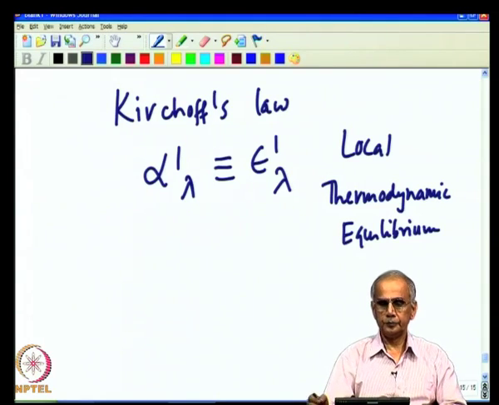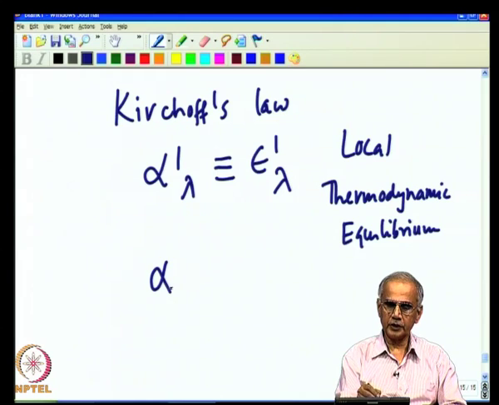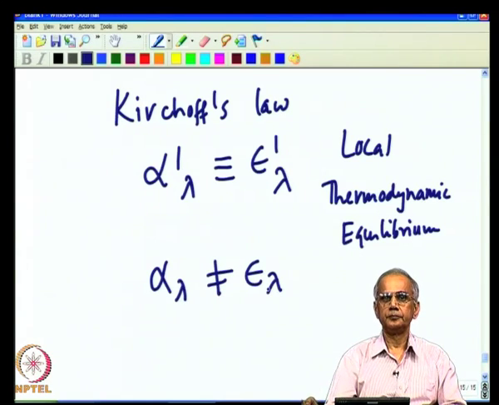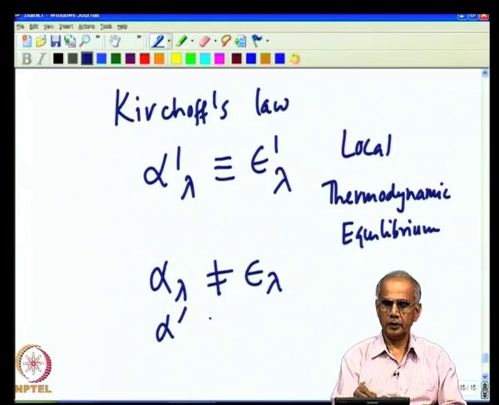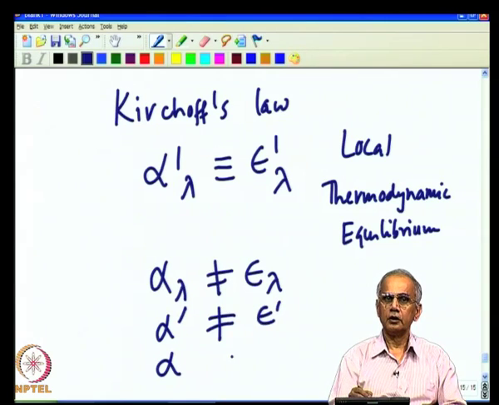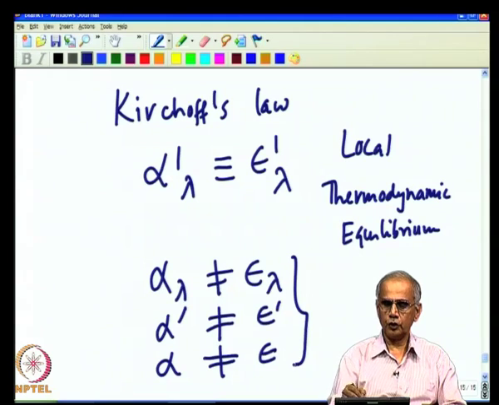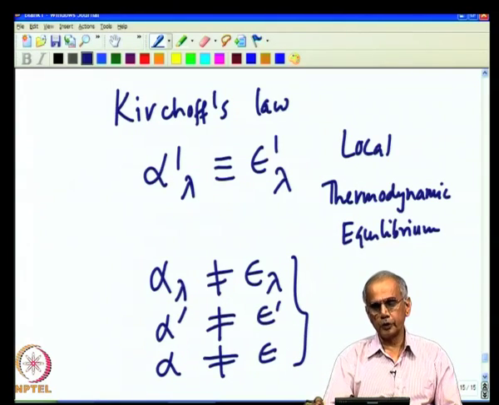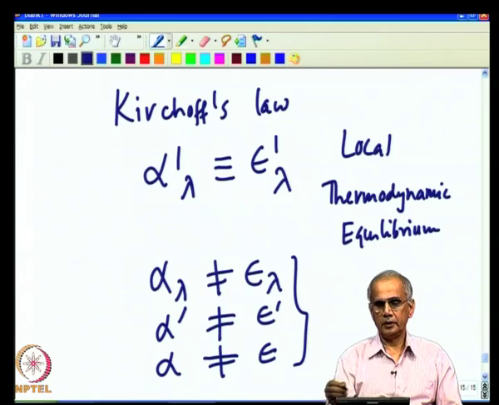Although this is always true, you must remember that the hemispherical spectral absorptivity is not always equal to hemispherical spectral emissivity. Similarly, directional total absorptivity is not always equal to directional total emissivity, or the hemispherical total absorptivity is not equal to the hemispherical total emissivity. So, these three things you must remember, because many books claim that this is Kirchhoff's law.